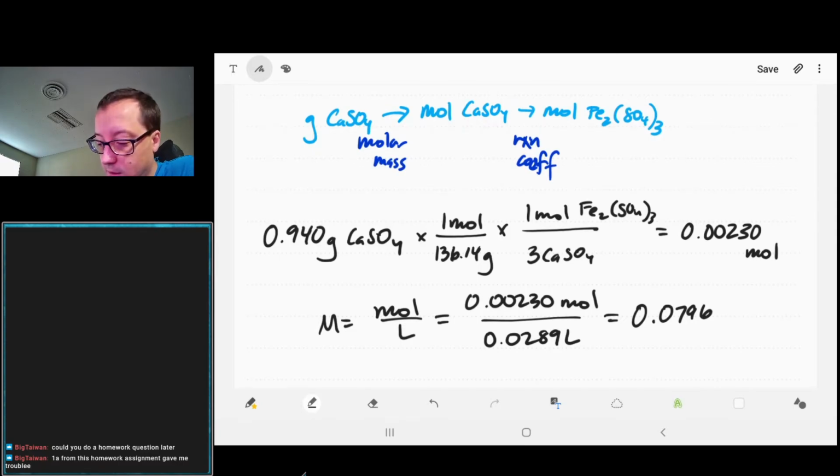940 only had 2 sig figs, so we're going to need to round this to 0.080. So we just had 2 sig figs there. So I need to get rid of that 0. Okay, there we go. Alrighty.